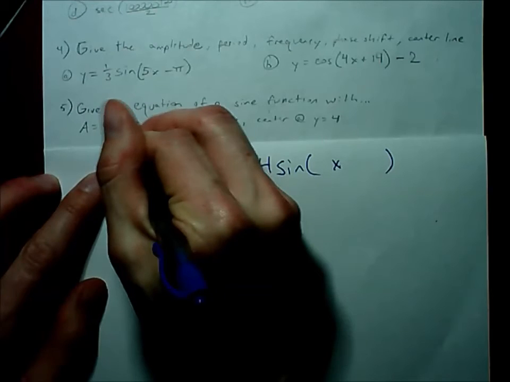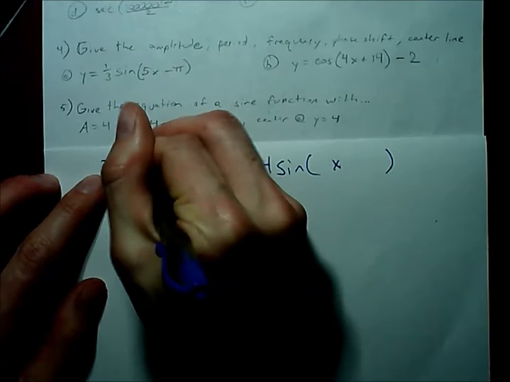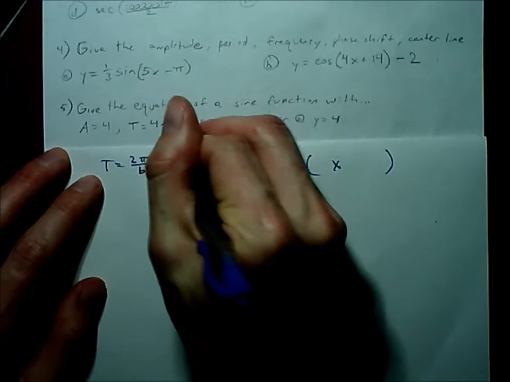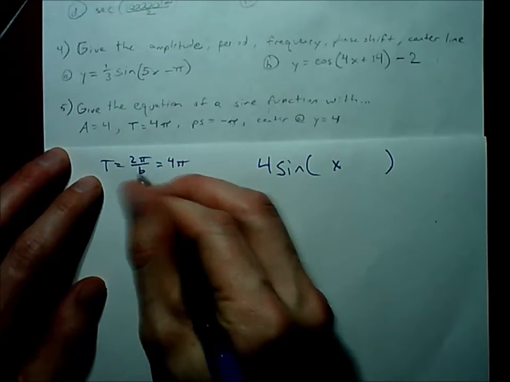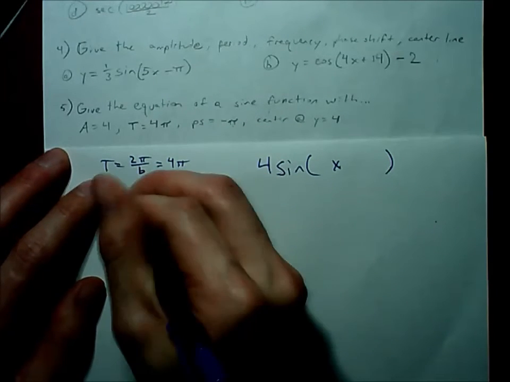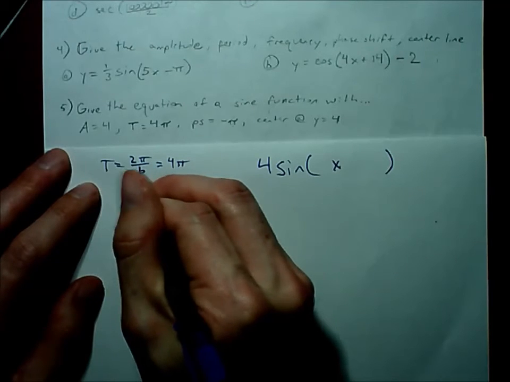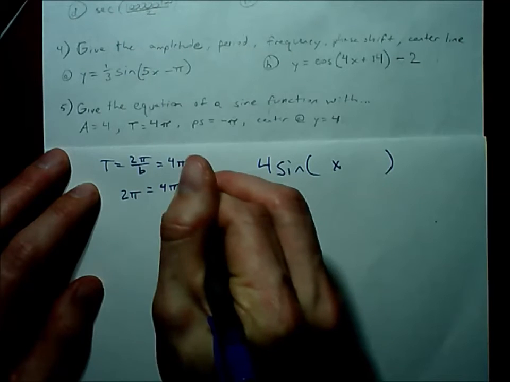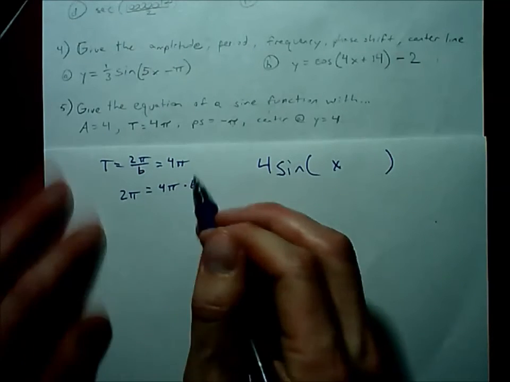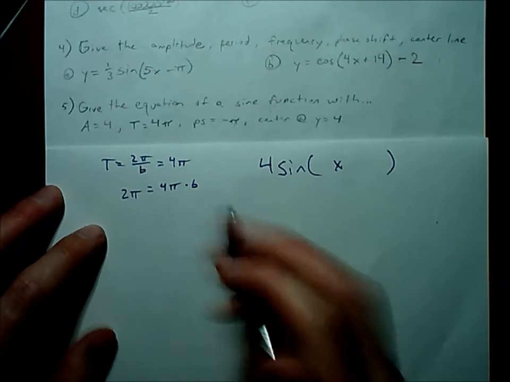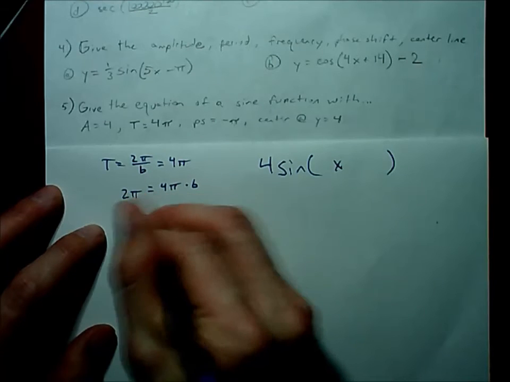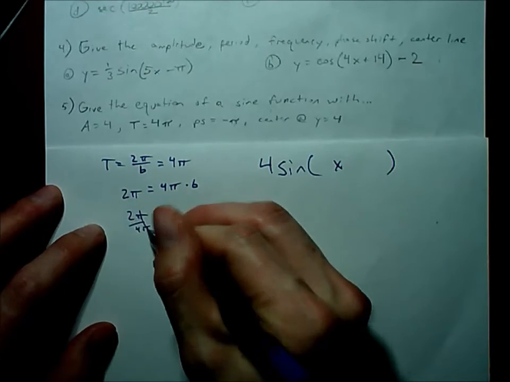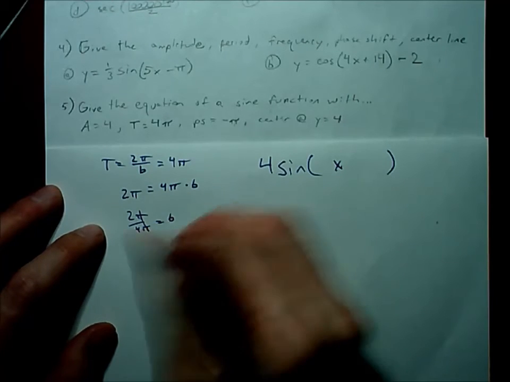So remember, the period is 2 pi over b. So if we want to know what the value of b is, let's set that equal to 4 pi. So in other words, we'll solve for b. Multiply both sides by b first. So 4 pi times b, multiply it up. And then to get b by itself, divide by 4 pi. And then reduce. So b equals 1/2.